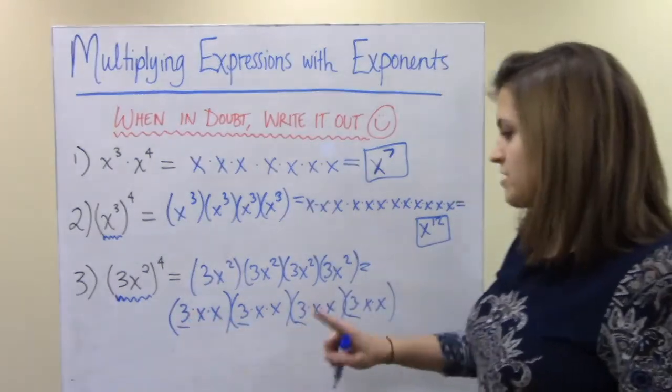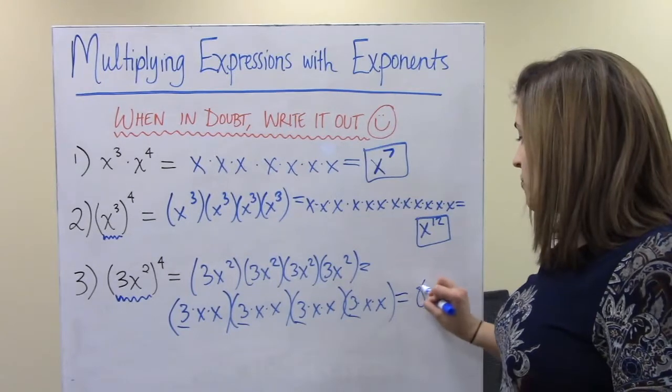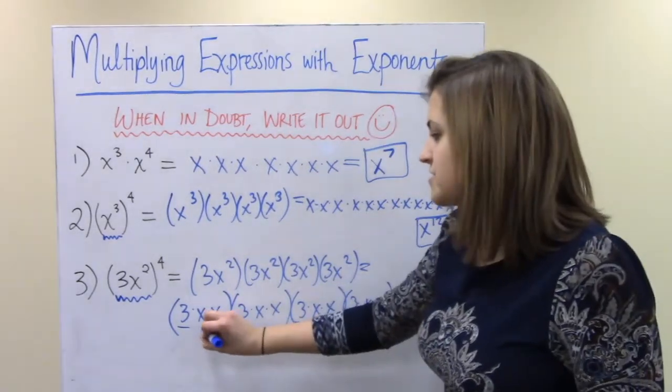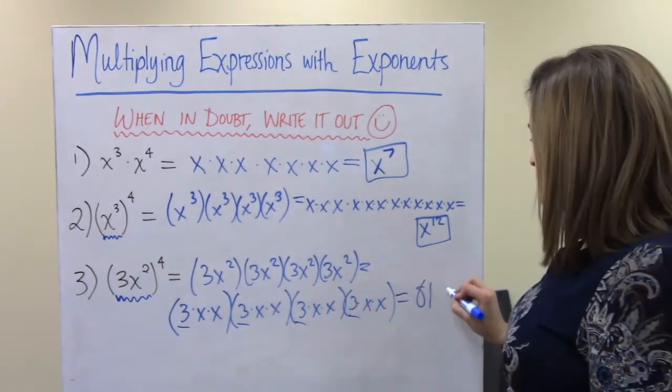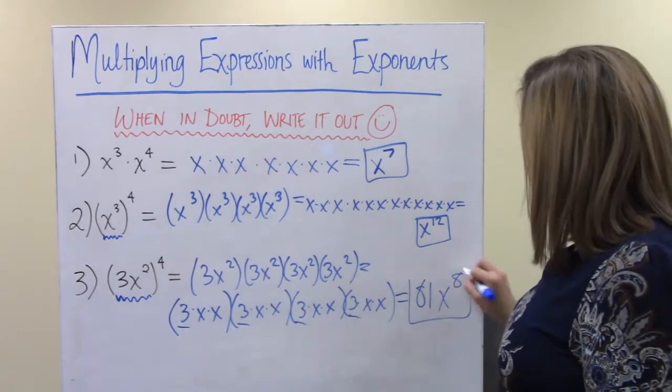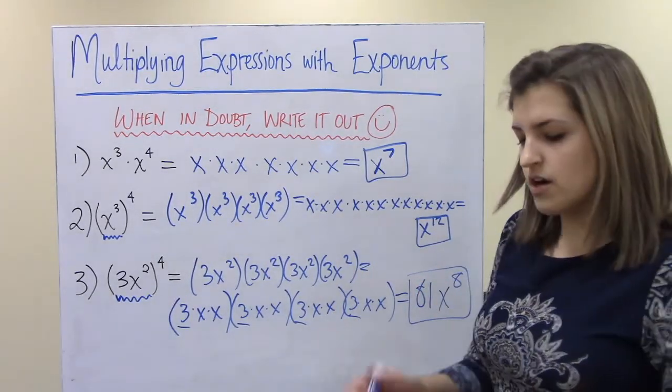I can take separate elements and multiply them by each other. So 3 times 3 times 3 times 3 is going to be 81. And I have how many x's? 1, 2, 3, 4, 5, 6, 7, 8. So x to the 8th. 81x to the 8th is my answer. All right, let's do some more.